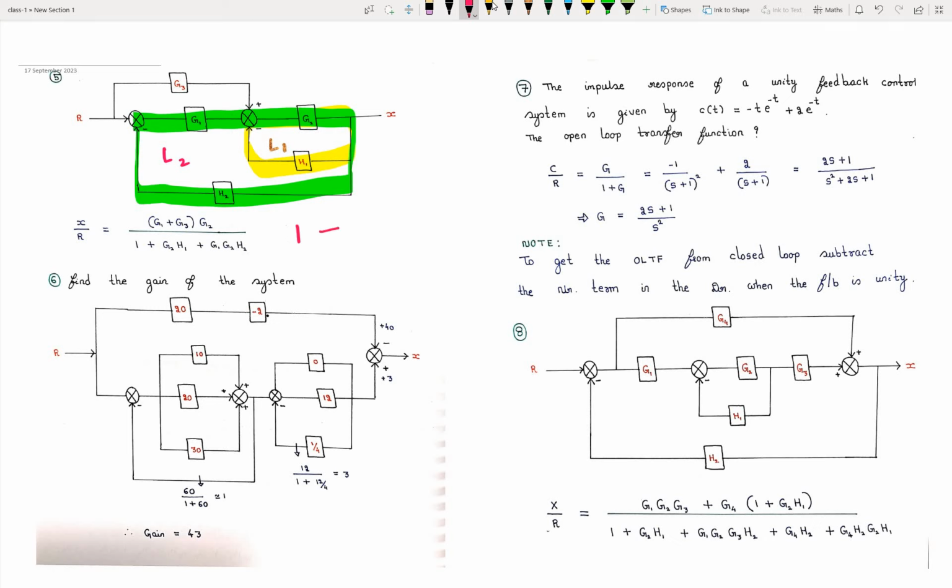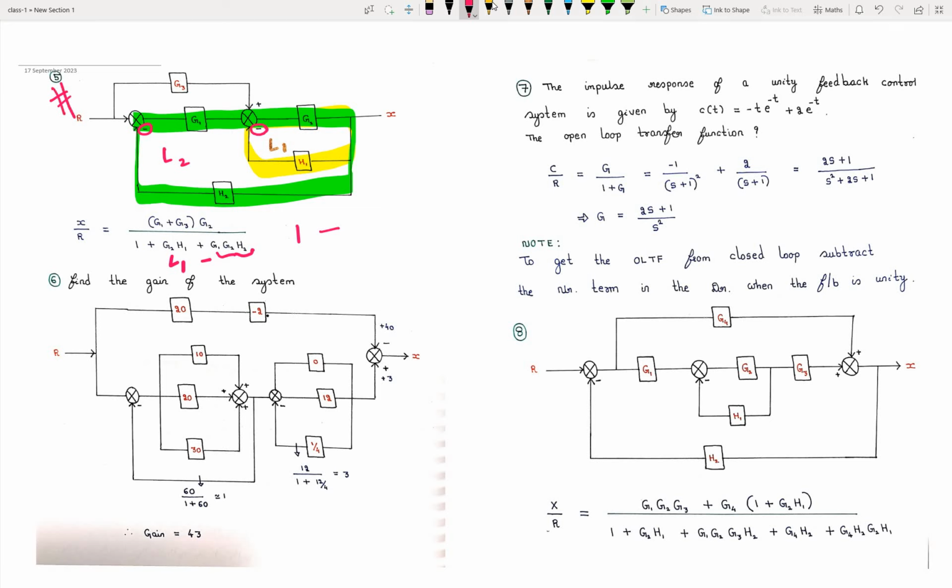1 minus. We already have here minus sign, so minus into minus plus. In loop L1 we have G2 times H1, so this is your L1. Now in L2 again we have to multiply with minus sign. Already we have here minus sign, so minus into minus plus. And in L2 we have G1 G2 and H2, that's why I have written here G1 G2 and H2. So this completes your first question.